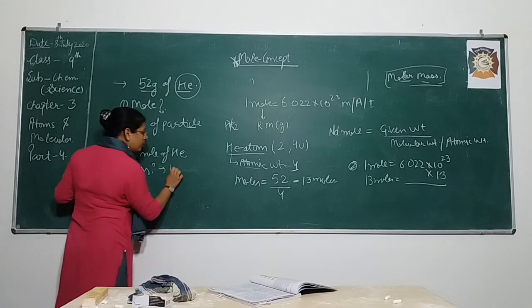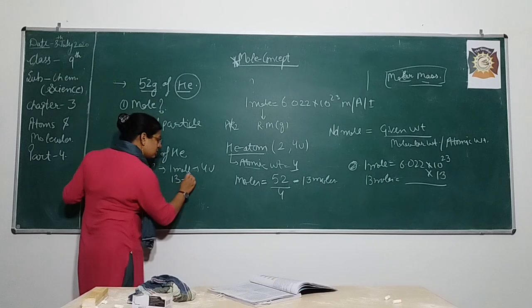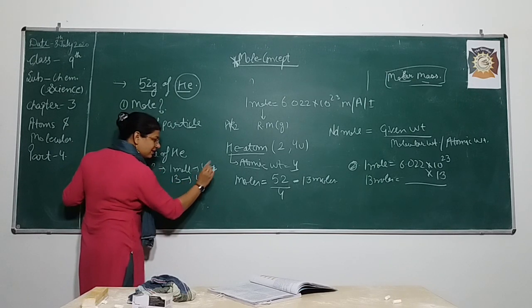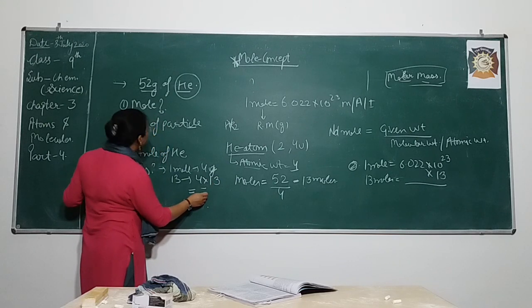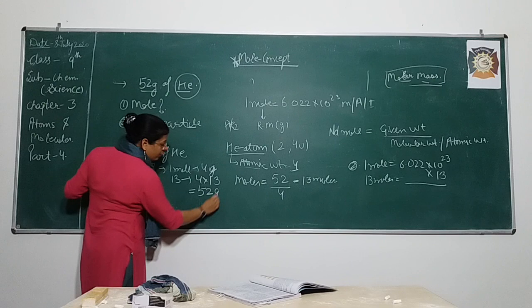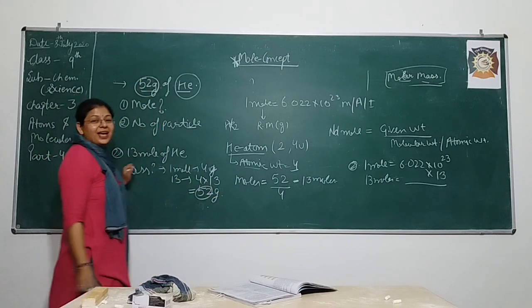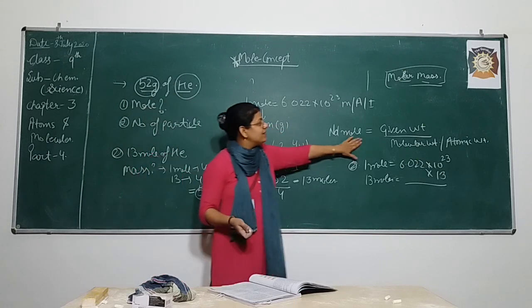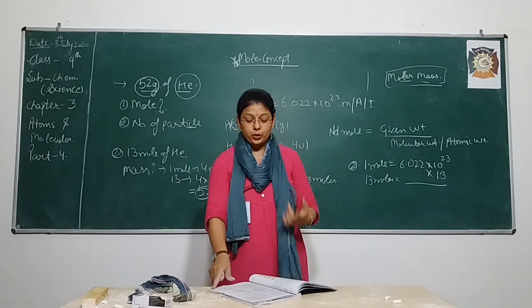I know that the mass of 1 mole is 4 unit. So the mass of 13 moles is 4 into 13, and since it is a mole, you have to use the unit gram. 13 into 4, again, what is going to be the mass? 52 grams. So they are interrelated. But the formula is only this thing you have to know, and this formula. The rest of the numericals you have to do by yourself.